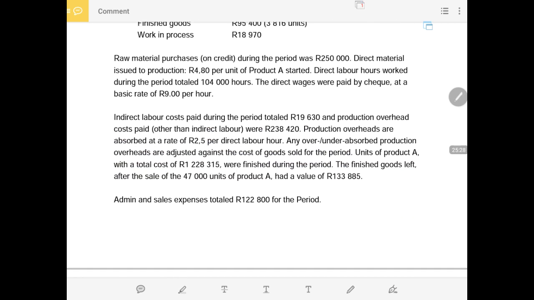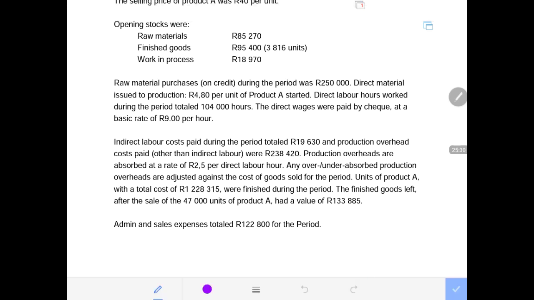We are then told further that any over or under absorbed production overheads are adjusted against the cost of goods sold for the period. And units of product A with a total cost of 128,315 were finished. So this is the portion out of the work in progress that was finished. So the remainder will be closing work in progress.